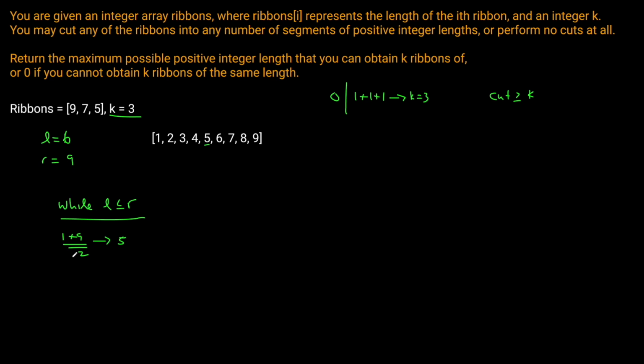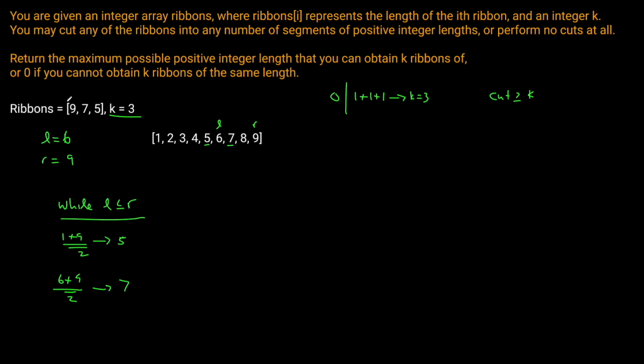So now we go 6 plus 9, which is going to be 15, divided by 2. That's going to be 7.5, and that truncates down to 7. So our midpoint is now 7. Left is at the 6, and right is at the 9 still. And now we're here as our midpoint. So we're going to try, again, cutting with length 7.